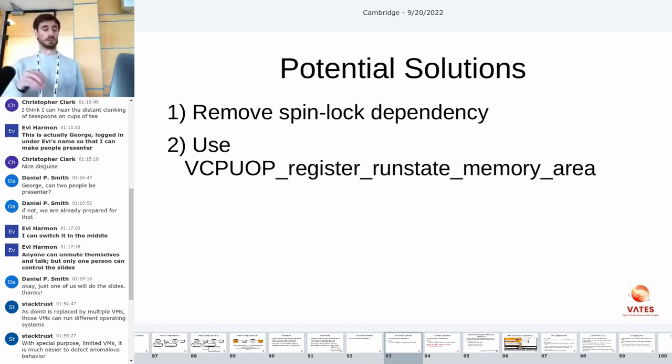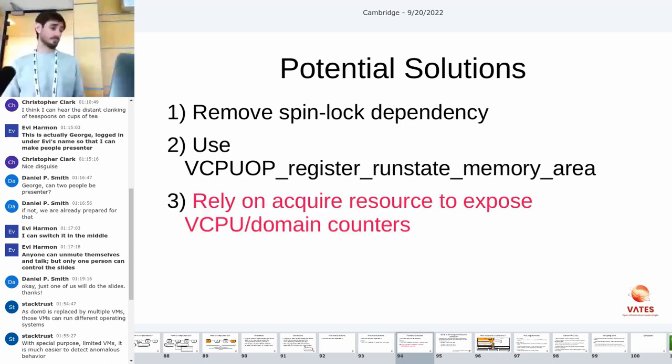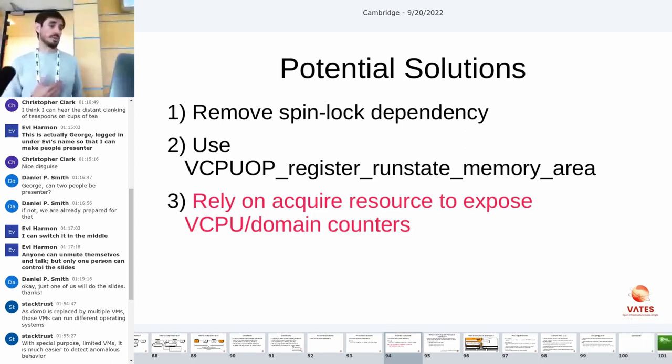But this was not good for the use case that we have, because what we have was a tool in DOM0 querying it, but this is only for the guests to get their own registers. So it doesn't work for a tool in DOM0 to get it for another domain, I mean. So the third option was to try to rely on acquired resource to expose VCPU domain counters, and this is what I'm going to present next.